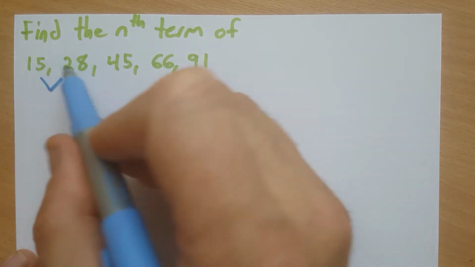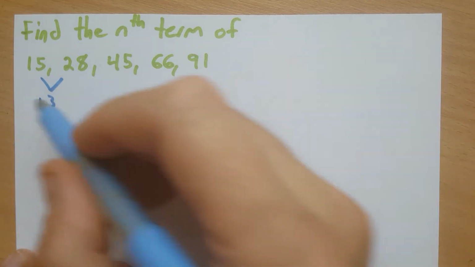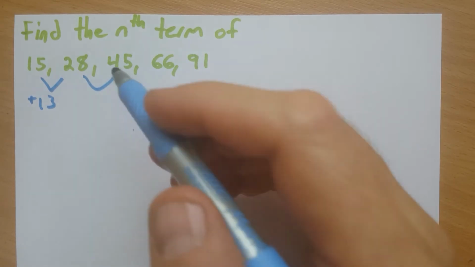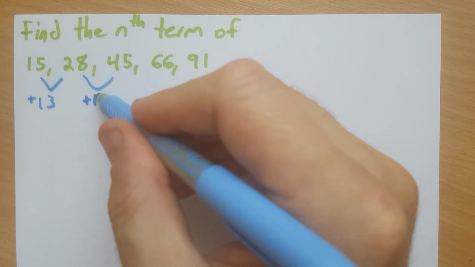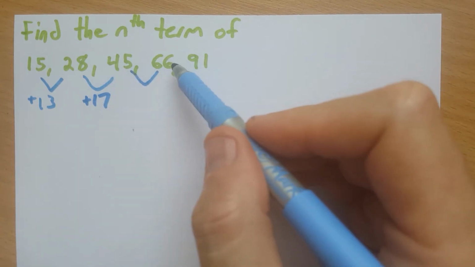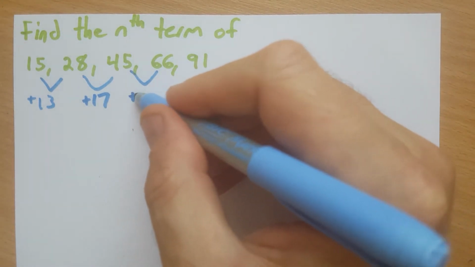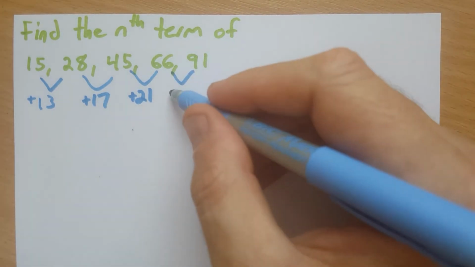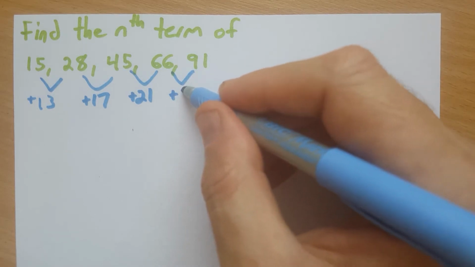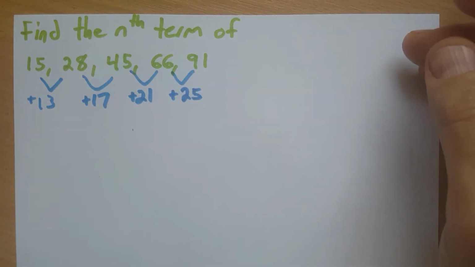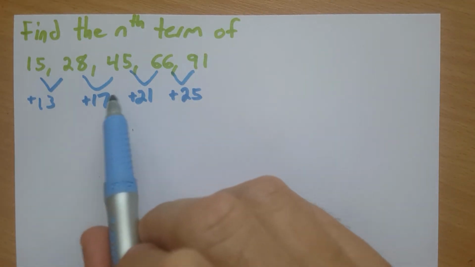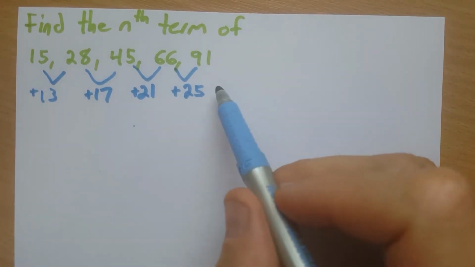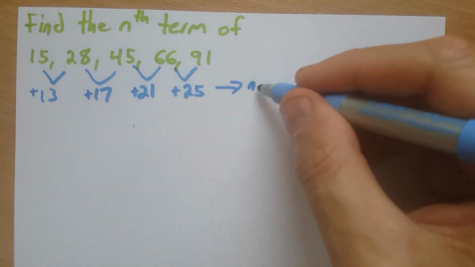15 to 28. Well, 15, 25, that's 10, plus 3 is 13. So that's adding 13. 28 to 45, let's see, 38 plus 7, so it's 10 plus 17. 45, 55, 65 is 20, plus 1 is 21. Just trying to figure out the first difference here. 20 plus 5 is 25. All right, so you can tell that the first difference is not constant. Okay, and that tells you that this is not linear.